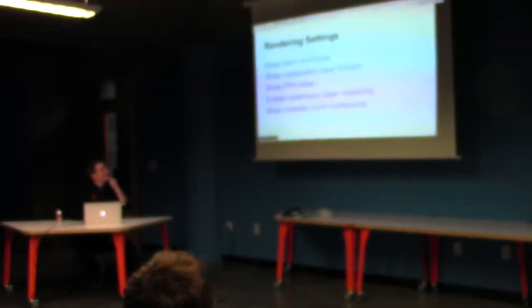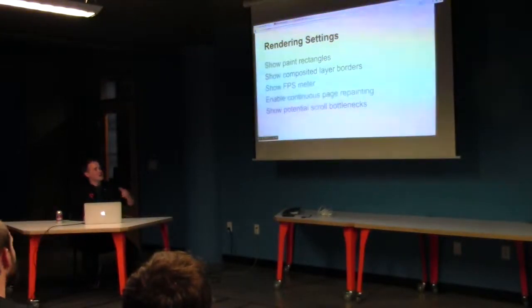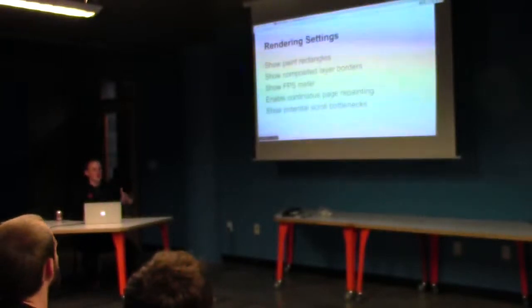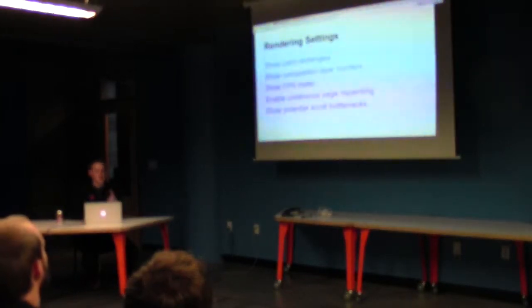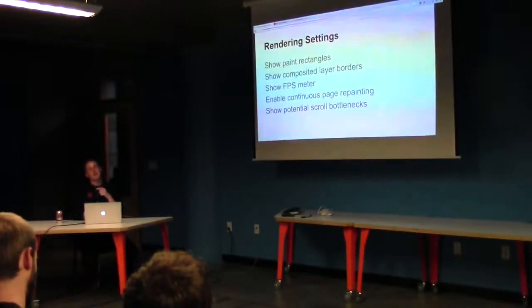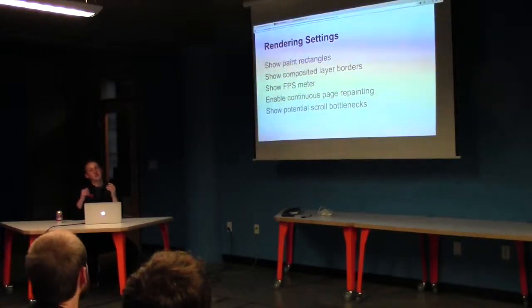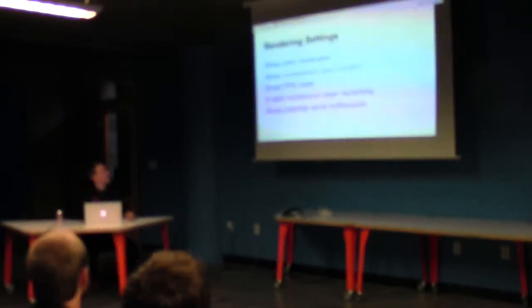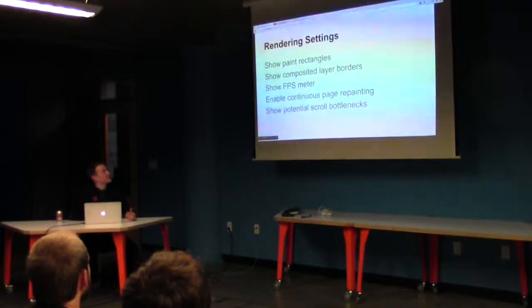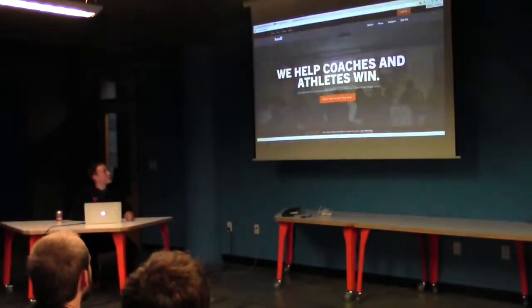They're in a drawer within the timeline view. You click on the rendering tab. It has these five awesome lines that do really cool things and they're really flashy and fun and exciting. Show paint rectangles you may have turned on before because it looks cool whenever you turn it on.